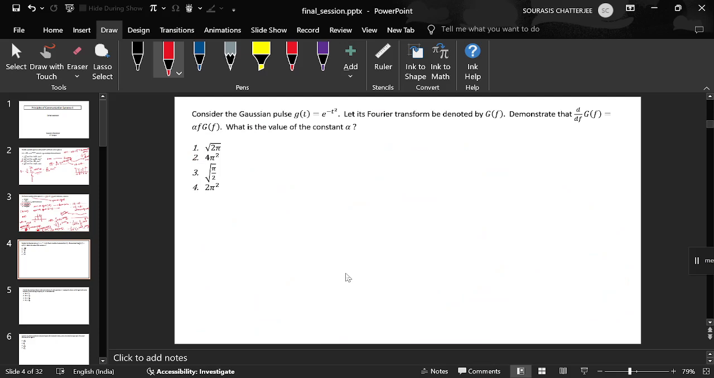So let us move to our next question. It says that a Gaussian pulse is given by an expression and its Fourier transform is denoted by G of f. We have to demonstrate that the derivative of this Fourier transform with respect to the frequency is some constant times f G of f, so we are supposed to find the value of alpha. So this is g of t equals e to the power minus t square. You have to find d over df of G of f equals alpha times f G of f. So what is the value of alpha?